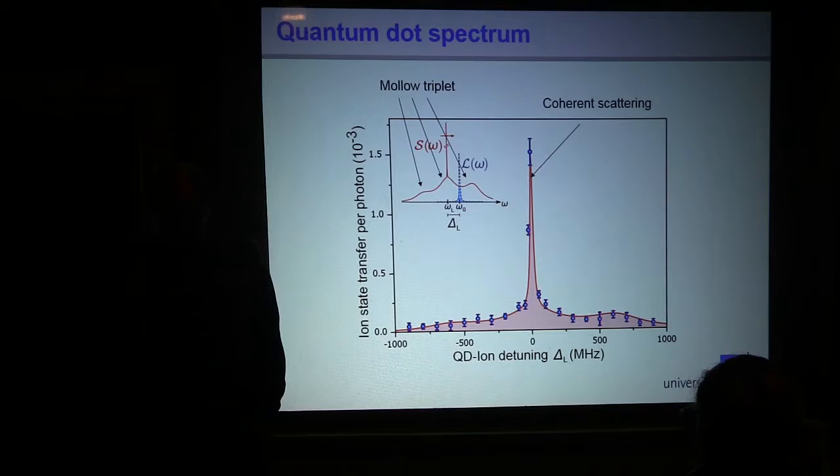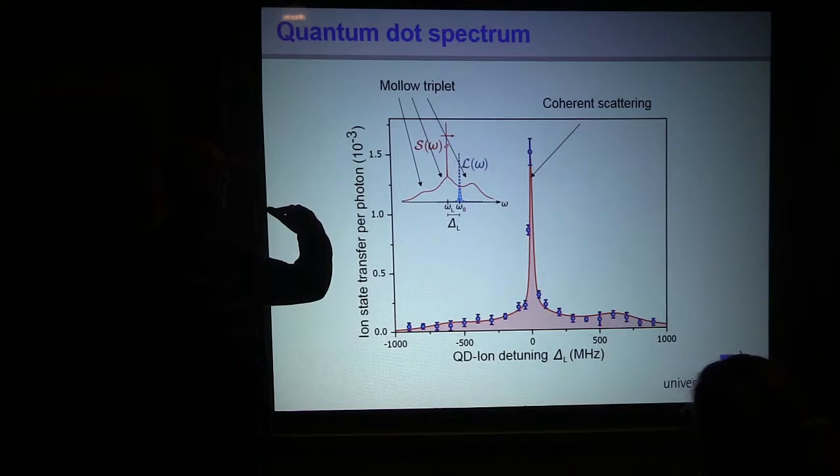The magnetic field, so they're both used. But they serve slightly different purposes. The magnetic field is also necessary to pull the minus and the plus one state apart, so that we have really a two-level system that we're talking to.